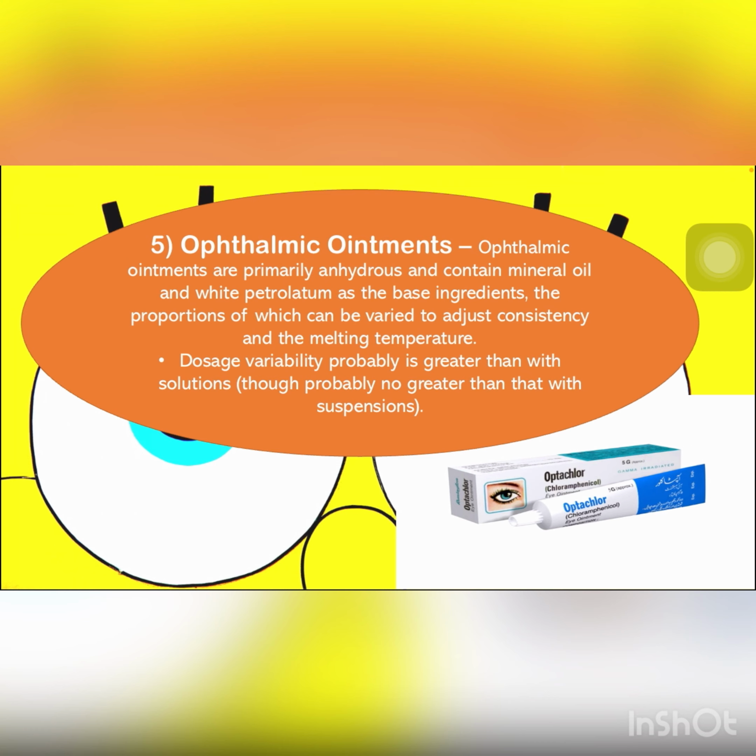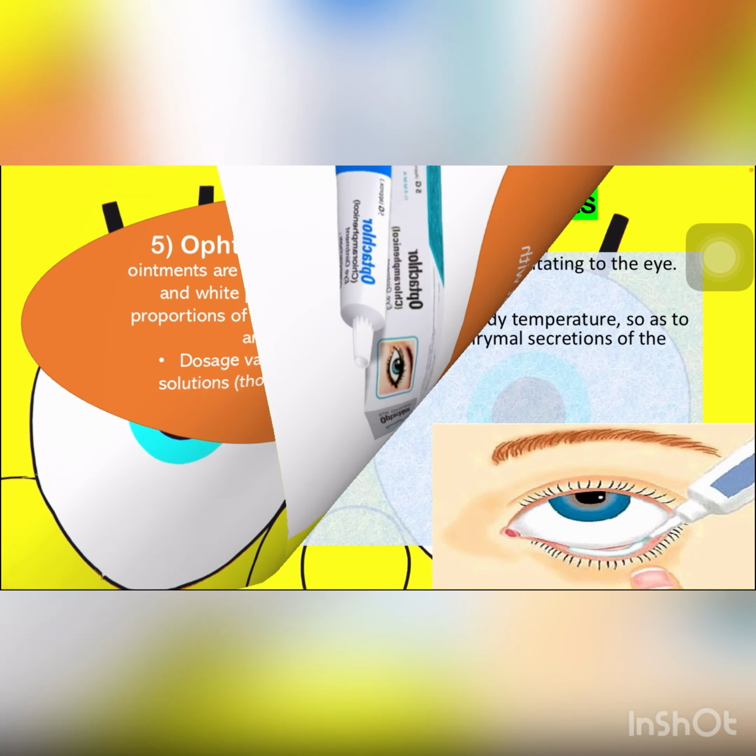Fifth are the ophthalmic ointments. Ophthalmic ointments are primarily anhydrous and contain mineral oil and white petrolatum as the base ingredients, the proportions of which can be varied to adjust consistency and the melting temperature. Dosage variability probably is greater than with solutions, though probably not greater than that of a suspension.